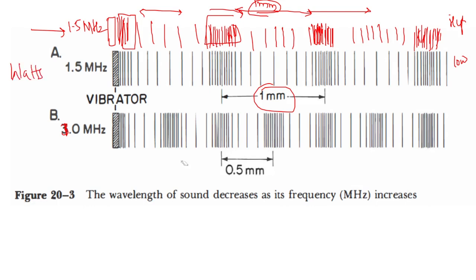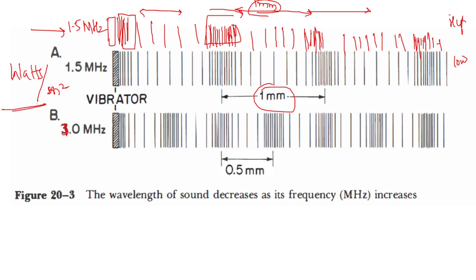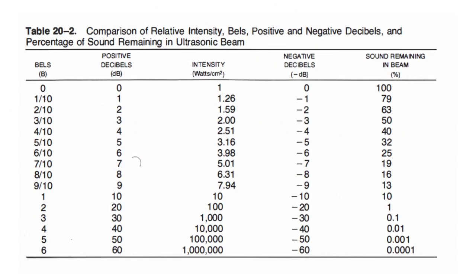One more important thing that I did not highlight in this picture is that as time increases, these intensities will also decrease. There will be high intensity here, but the intensities decrease as time increases. The ultrasonic intensities are measured in watts per meter square. The next important thing is the relative sound intensity.